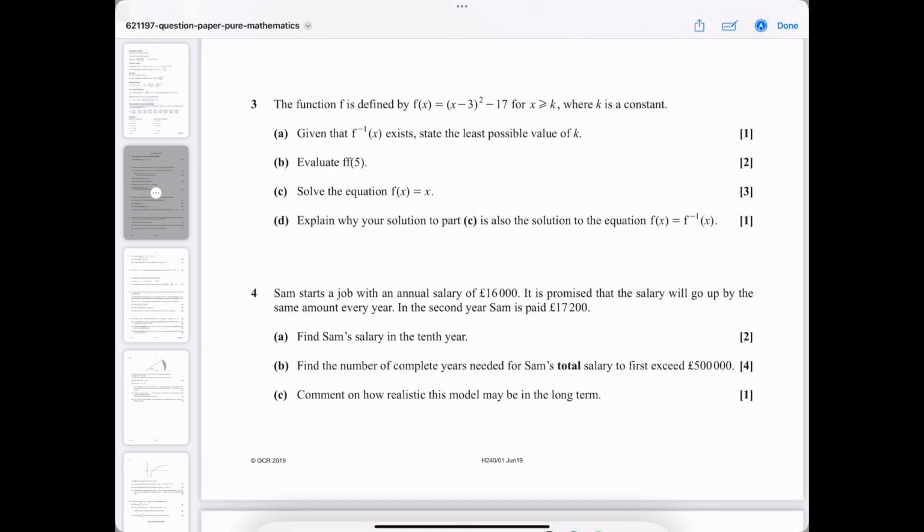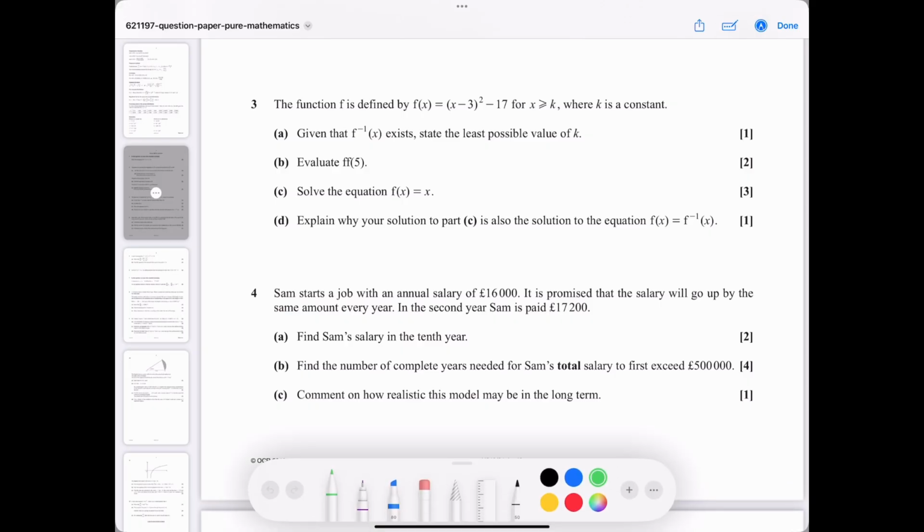OCR paper I started the other day. This is question 3. The function f is defined by (x minus 3) squared minus 17, where x is greater than k and k is a constant. Given that f to the minus 1 of x exists, state the least possible value of k. So this means that this could end up being a square root. And if that's a square root, then k has to be 3 or greater, or 3 or more.